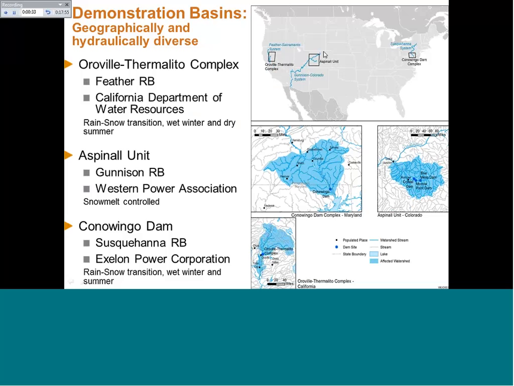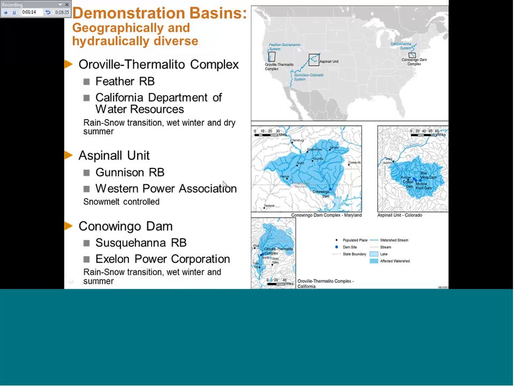We have another basin that is the Kennington River Basin. This is the hydropower facility, the Espinal unit, and our partner is the Western Power Association, and this basin is snowmelt controlled. And then we have the Conowingo Dam over the Susquehanna River Basin, and our partner is Excelon Power Corporation, and this is a rain-snow transition basin, but it's a wet winter and wet summer. And we're getting a 4th basin here in Seattle. It's the Skagit River on the western coast of the Cascades, and our partner is Seattle City Light.